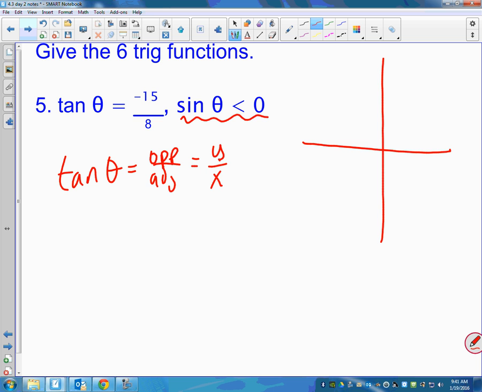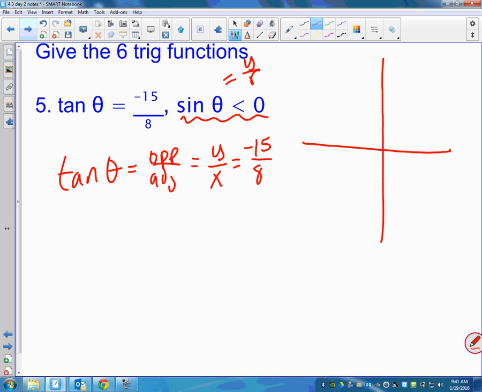On Friday, we learned that sine is y over r. So we have to make that transition from SOHCAHTOA to knowing the relationship with x's and y's. If they're telling me that sine is less than 0, they're telling me that y is negative. So it's exactly as it looks, y is negative 15 and x is 8.